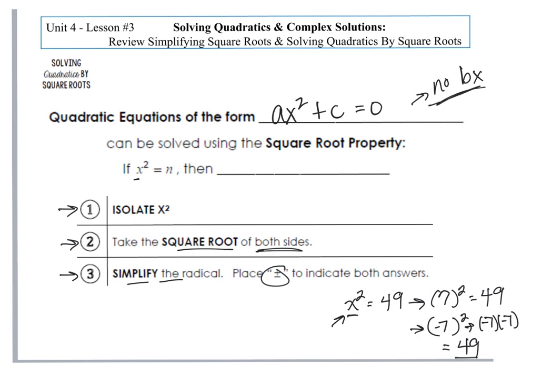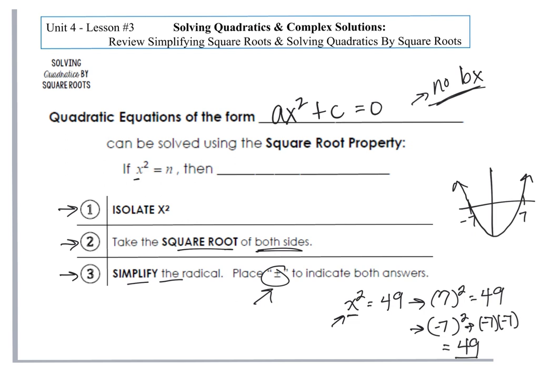Okay, they're on opposite sides of the x-axis, right? We would have positive 7 and negative 7 that our parabola would be passing through. But again, when plugged in for x, they both result in the same answer, positive 49. So you always, always, always put this plus or minus sign on both sides.